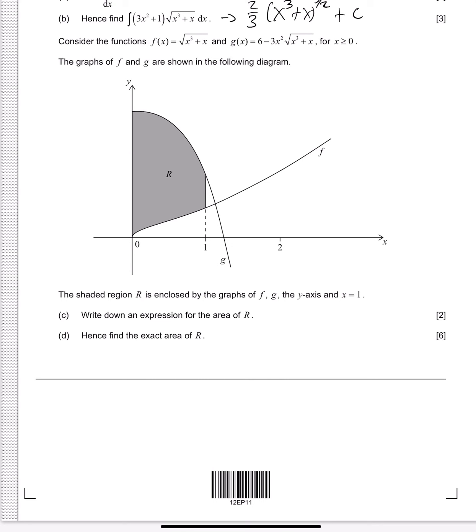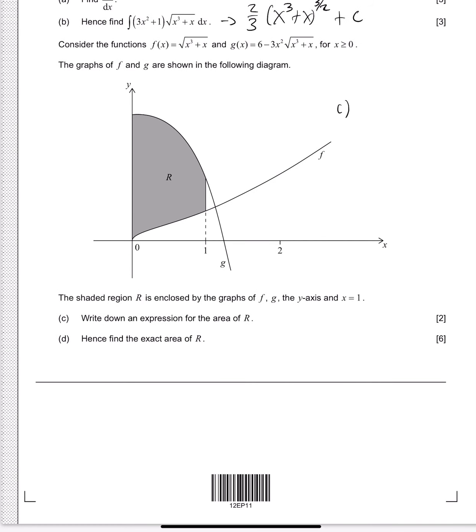All right, we want to find an expression, so I'm going to put C right here because there's a little more space. An expression for the area. Well, the area is always going to be the integral, and I'm looking for R right here. So R is the area under all of G, but I'm subtracting the area under F, and I'm doing this from 0 to 1, right? From here to here, I'm taking all the stuff that's under G.